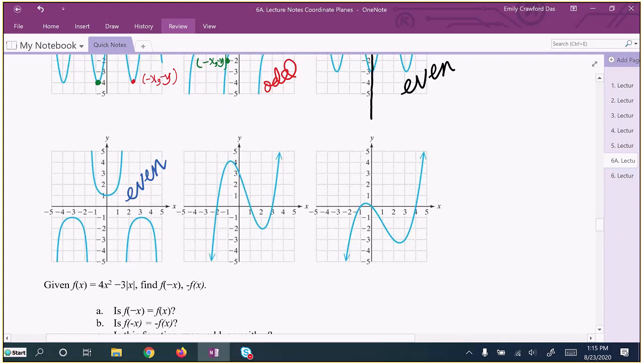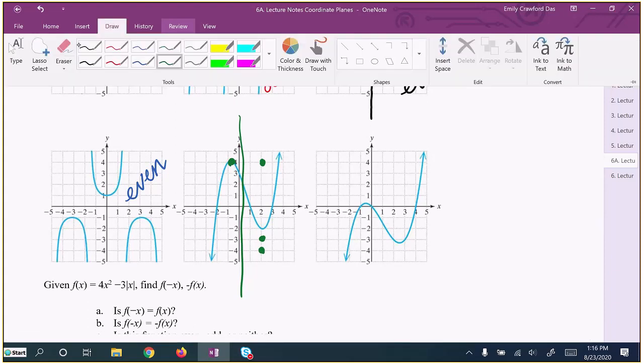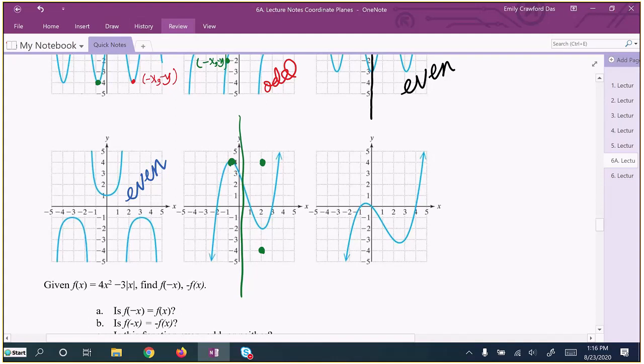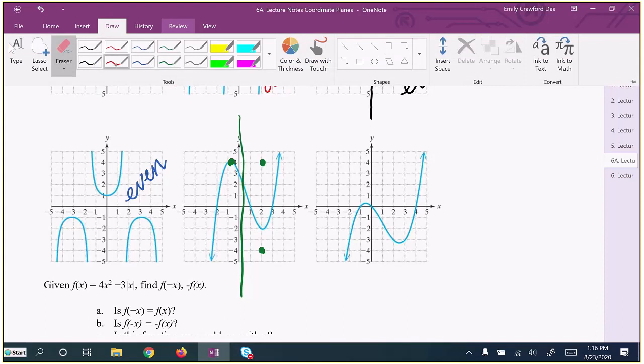What about the next graph? Well, the next graph is definitely not even, because I can see that if I reflect this point, it's not showing up. What about oddness? If it were odd, then this point would have to be on the graph down here, and it's not. In fact, it would be even further down. It would be this point. So this point does not show up on my graph, so it's neither even nor odd.